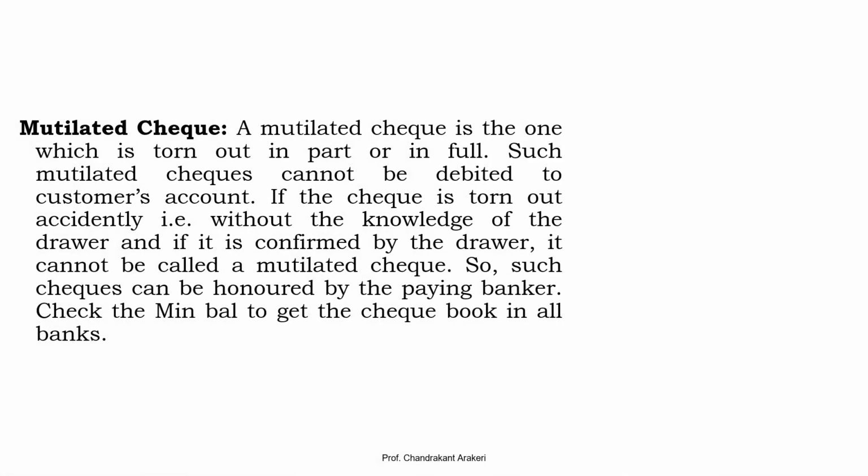Mutilated check. A mutilated check is one which is torn out in part or in full. Such a mutilated check cannot be debited to the customer's account. If the check is torn out accidentally without the knowledge of the drawer, and if it is confirmed by the drawer, it cannot be called a mutilated check. So such a check can be honored by the paying banker.